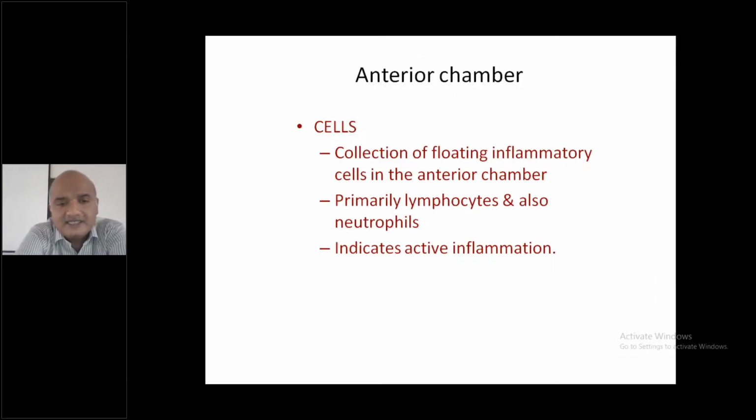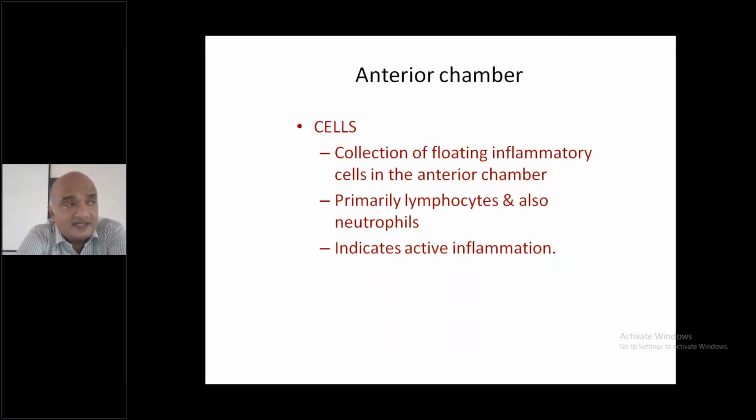Then the next thing is cells. These are also seen in the anterior chamber. It is nothing but a collection of floating inflammatory cells in the anterior chamber, mainly lymphocytes and neutrophils. They indicate active inflammation. The flare and the cells indicate active inflammation.